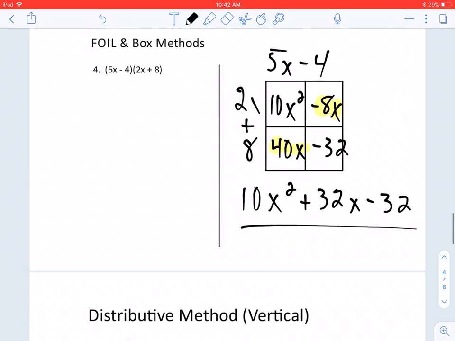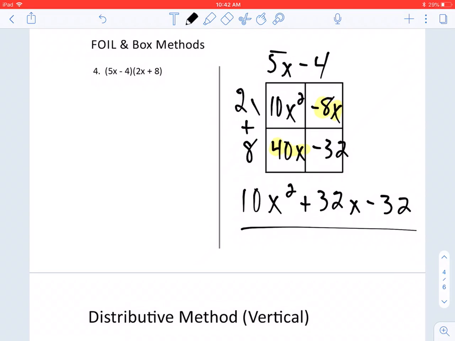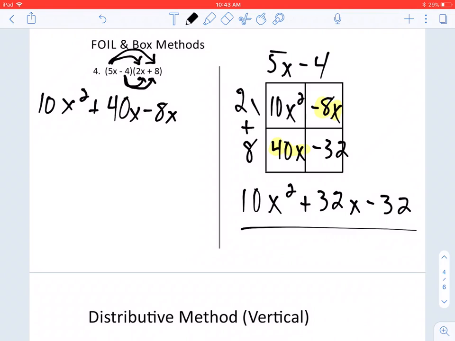All right, guys. Last one. Once again, we're going to do the FOIL method. So first terms, 5x times 2x becomes 10x squared. Then we have 5x times 8, which is 40x. So first and then outer. Now the inner terms need to be multiplied. Negative 4 times 2x is negative 8x. And then last terms. Negative 4 times positive 8 is negative 32.